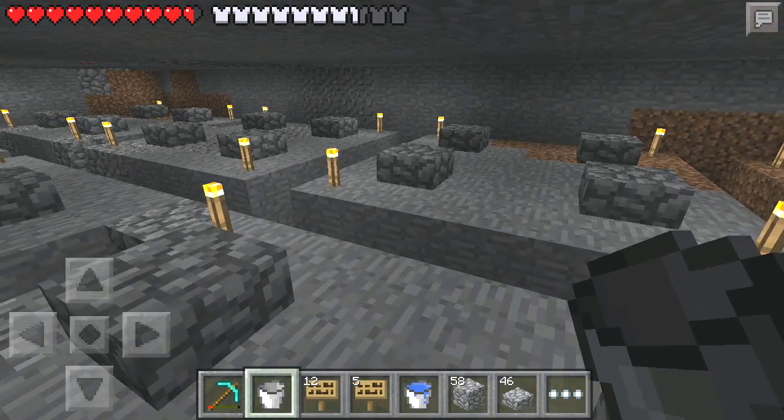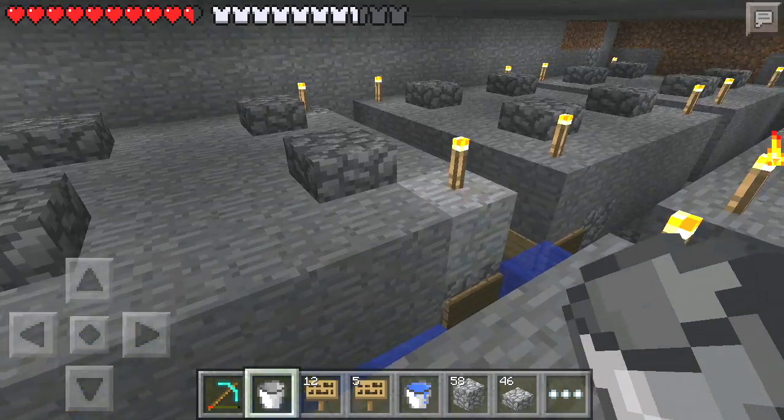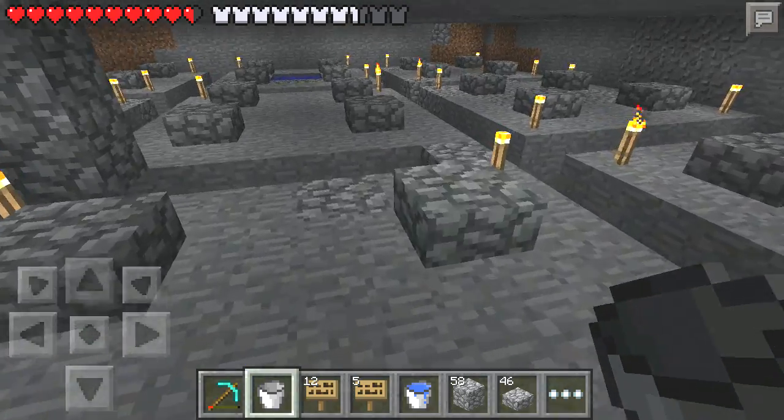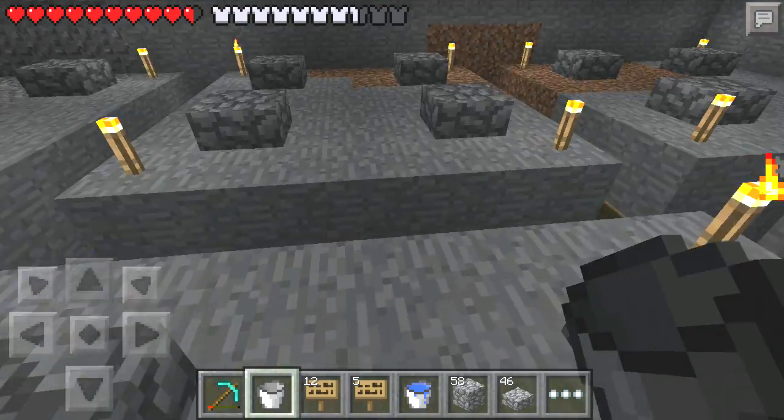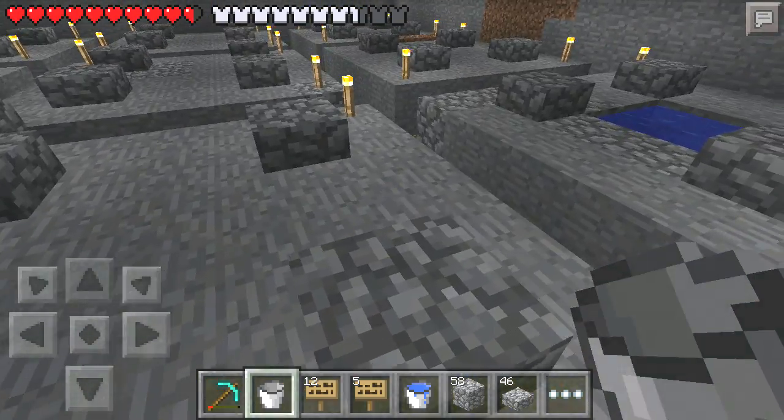So I'm going to continue doing that, and I'm going to complete all these water channels. I will also expand the size of this room, and we will take a look at that in the next episode.